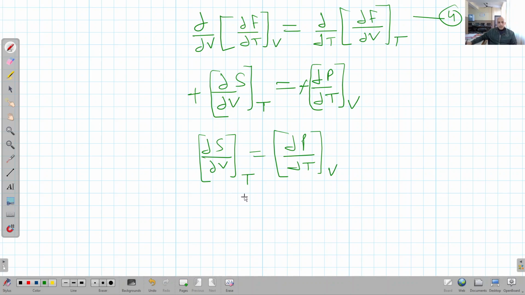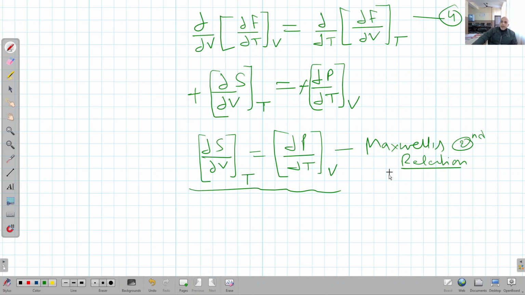So this is (∂S/∂V) at constant T must be equal to (∂P/∂T) at constant V. This is Maxwell's second equation. Second equation, the second relation. Clear? So this is the second relation.